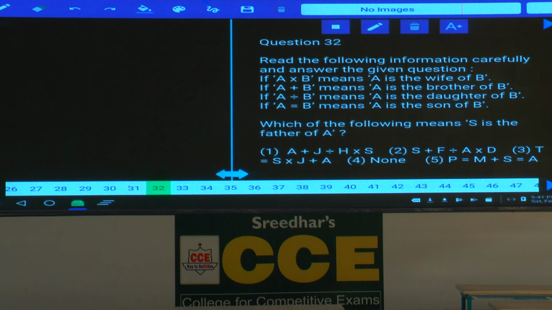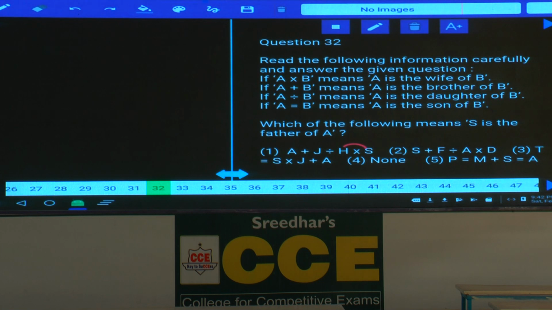Then, which of the following means S is the father of A? Finally we need to have S is the father of A. Now the first choice, H × S. In these types of questions we should always go through all the choices. H × S stands for what? H × S means H is the wife of S. That is, H is the wife of S.